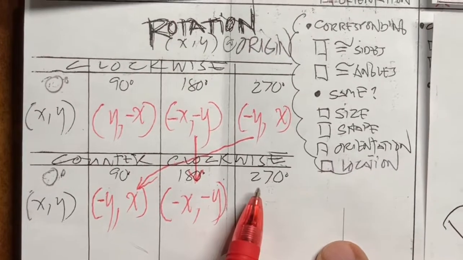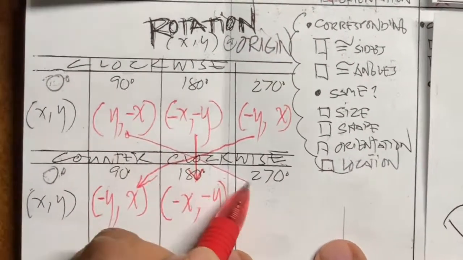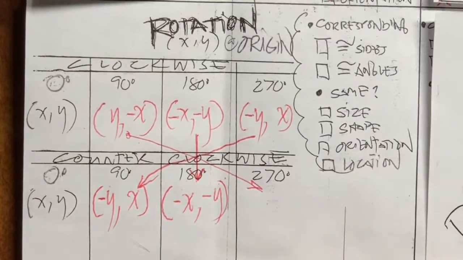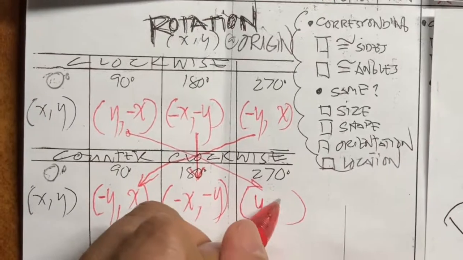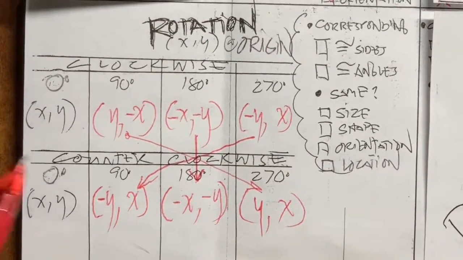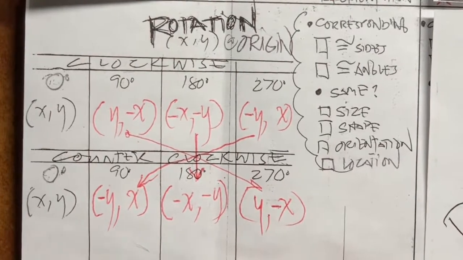For 270 degrees counterclockwise, the good thing, it's the same as 90 degrees clockwise. So that means you switch the Y and the X, but the original X will be the opposite.